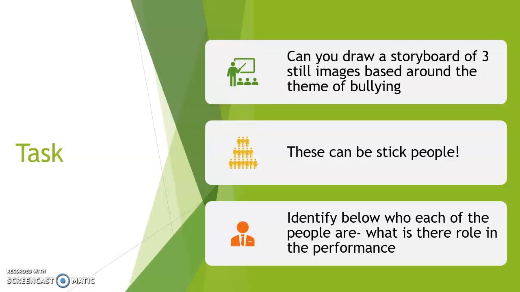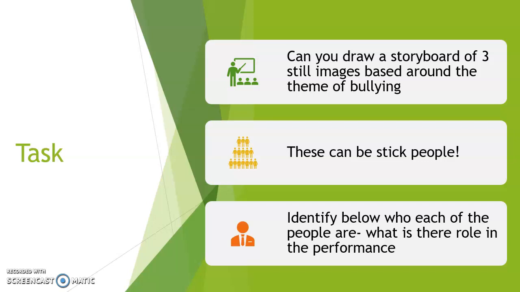So, I'd like you to pause the video for a second. Your task, I'd like you to draw a storyboard of 3 still images based around the theme of bullying. These can be stick people, we're not looking for any artistic winners, but if you are brilliant at art, unlike me, then go for it. Identify just underneath each picture who each of the people are. You will need this next lesson, so please keep it with you as well. So pause the video for a second and have a go at that.